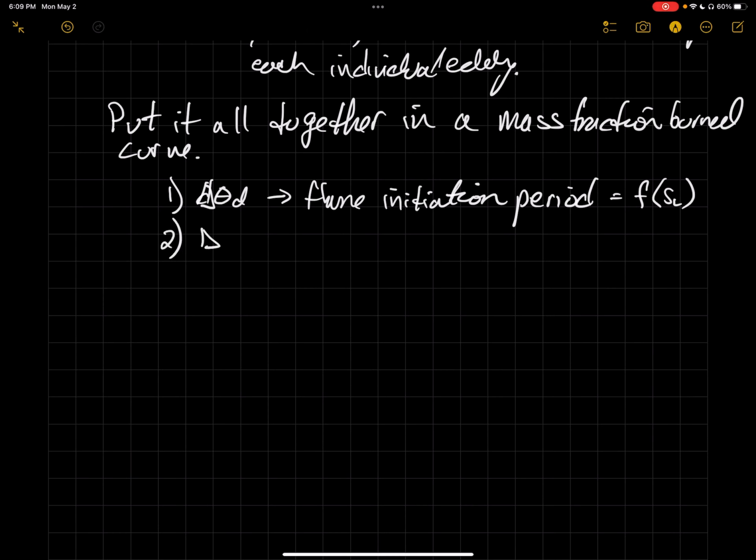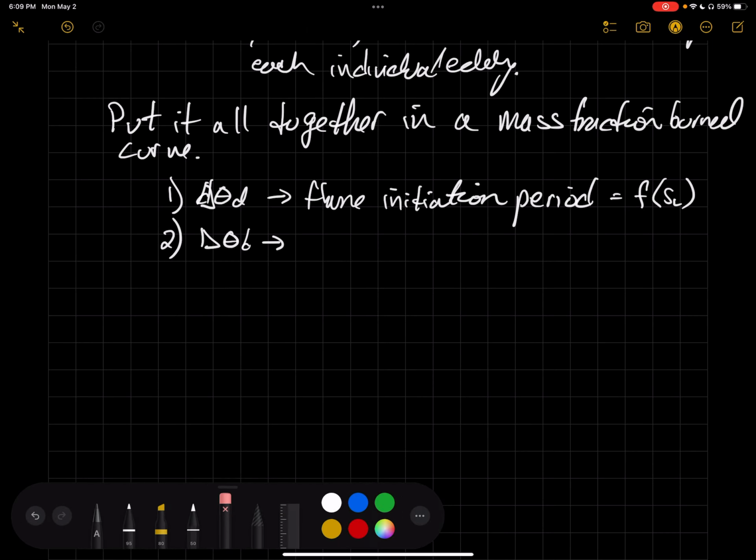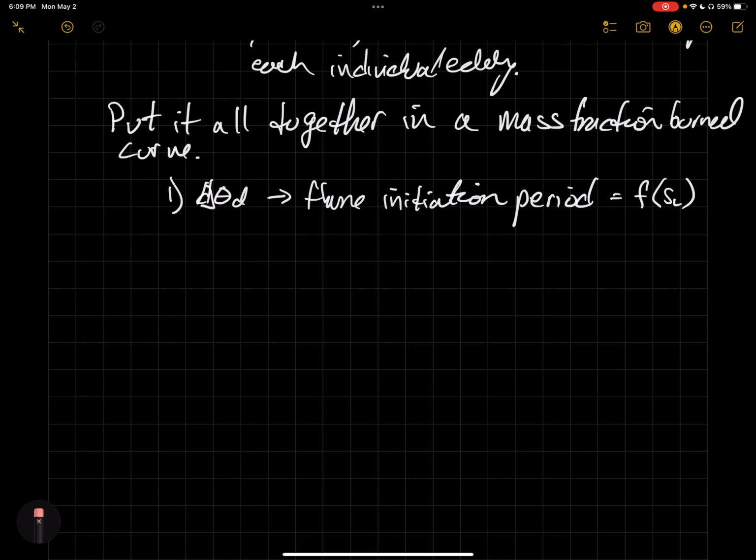The second item is delta theta b. I'm sorry, there's one other thing I wanted to mention. Let me just back up here a minute. Remember that this delta theta d is the difference between your 10% mass fraction burn and your spark timing. And then the second period that we pay attention to is the rapid burning period.